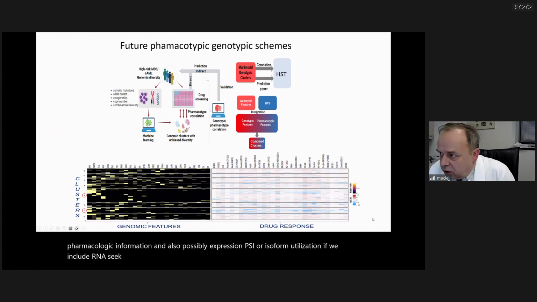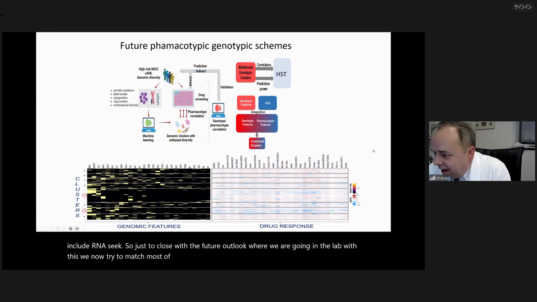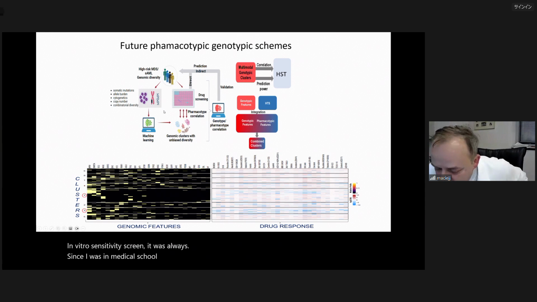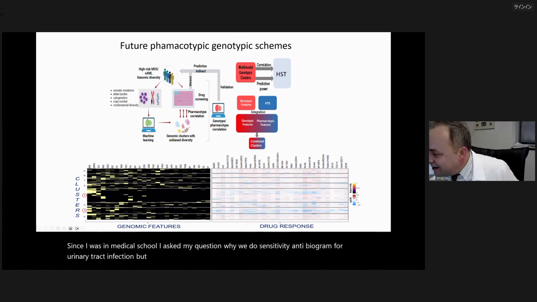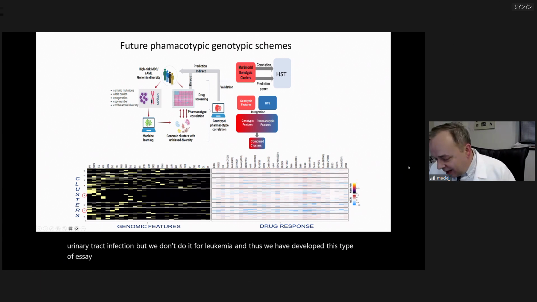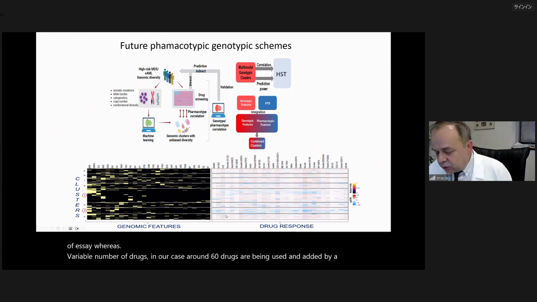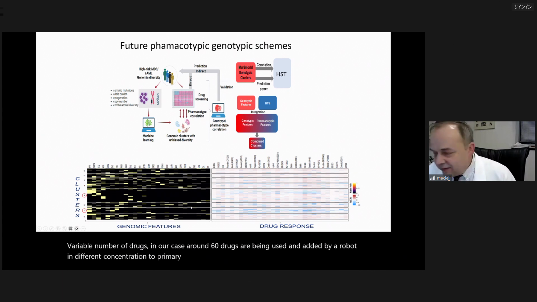So just to close with the future outlook, where we are going in the lab with this, we now try to match most of the patients with an in vitro sensitivity screen. Since I was in medical school, I asked my question: why do we do a sensitivity antibiogram for urinary tract infection, but we don't do it for leukemia? And thus we have developed this type of assay, where a variable number of drugs, in our case around 60 drugs, are added by a robot in different concentrations to primary cells, and the drug response by viability after culture is measured.